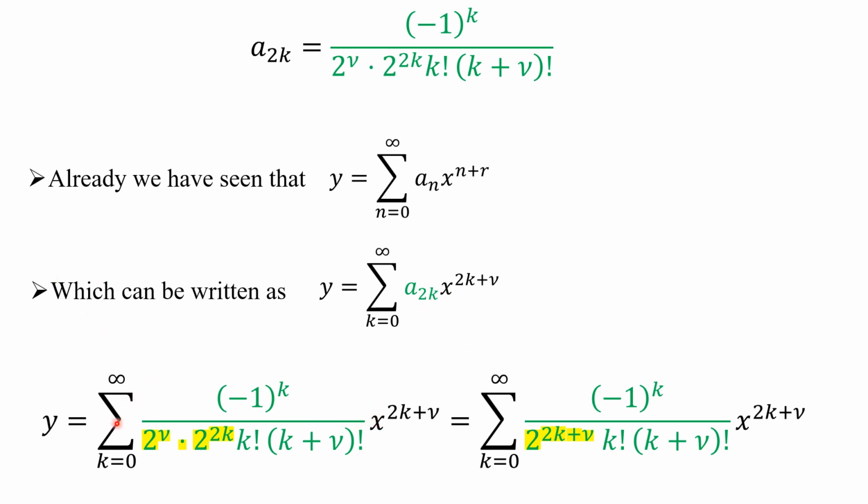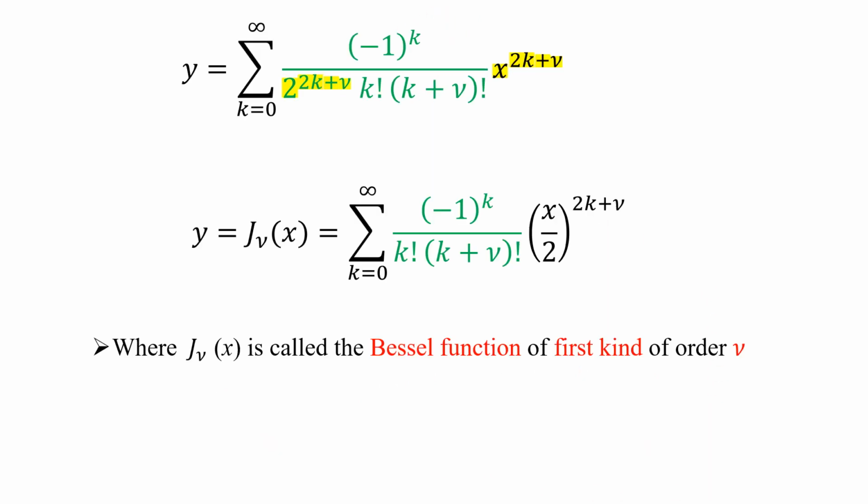Here you can see already there is 2 power nu times 2 power 2k. So 2 power nu times 2 power 2k is equal to 2 power 2k plus nu. Remember that x is also here. So I have just rewritten it like this. Now we will further simplify this. So we arrived at this expression, that is y is equal to the summation of this term.